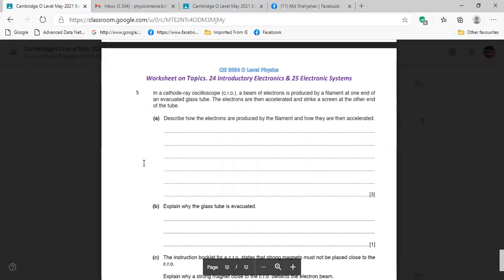In a cathode ray oscilloscope, a beam of electrons is produced by a filament at one end of an evacuated glass tube. The electrons are then accelerated and strike a screen at the other end of the tube. Describe how the electrons are produced by a filament and how they are accelerated.